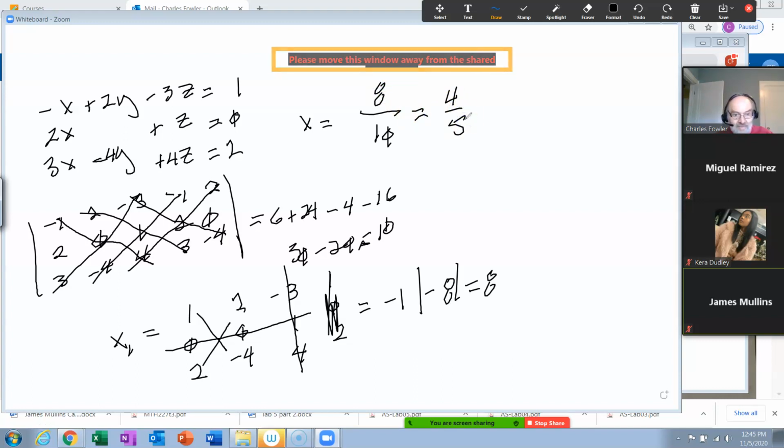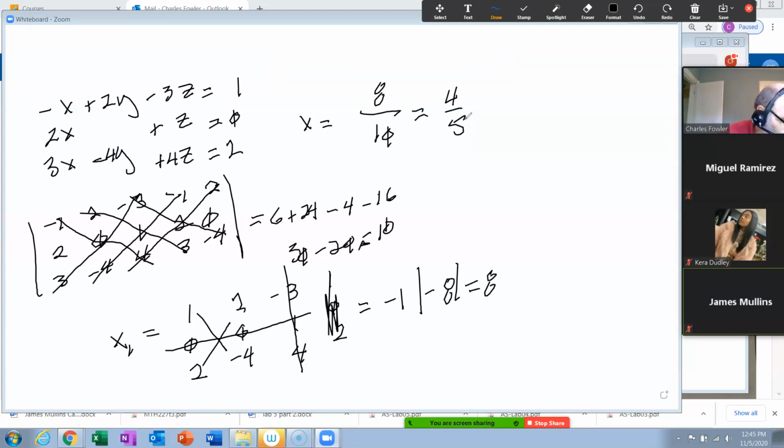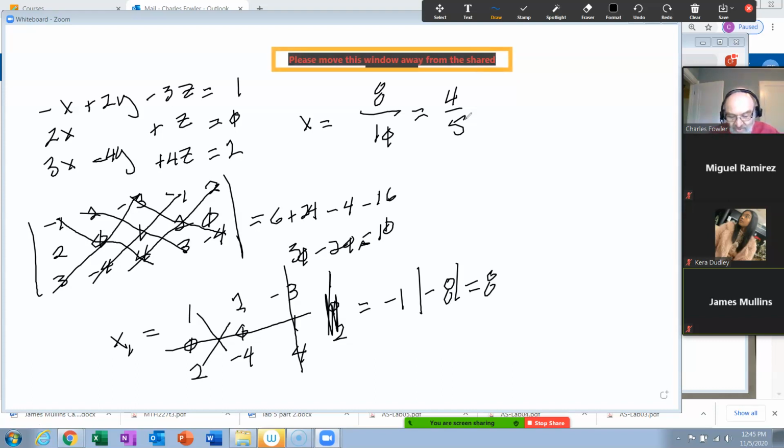Okay. Now, that's all they asked for, the x value. It's not hard to do the y and the z. Do you want to do those next time? That would be tomorrow morning. Or do you want to just do those on your own? Want to just do those tomorrow morning?